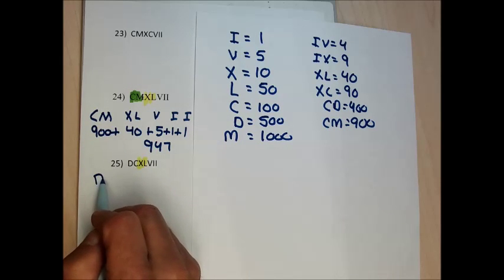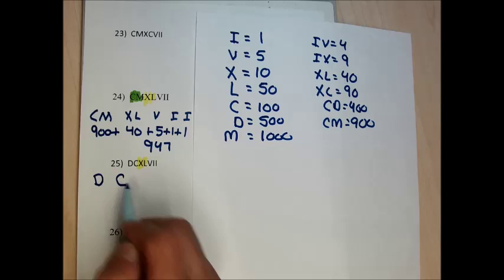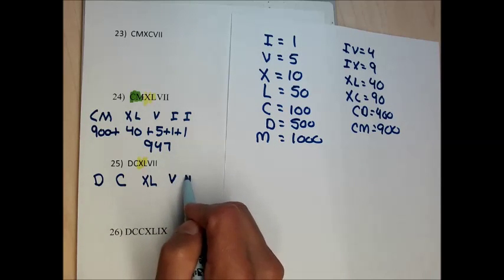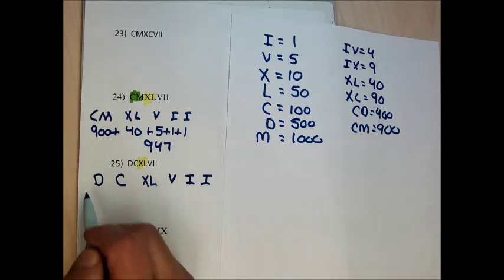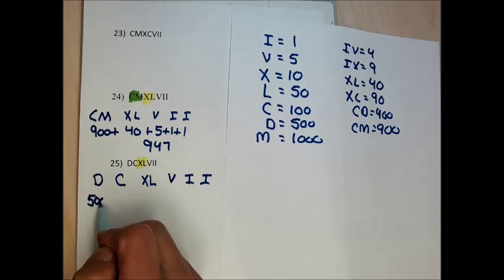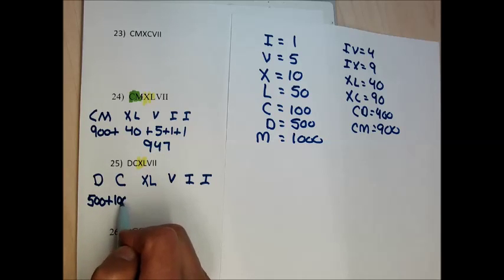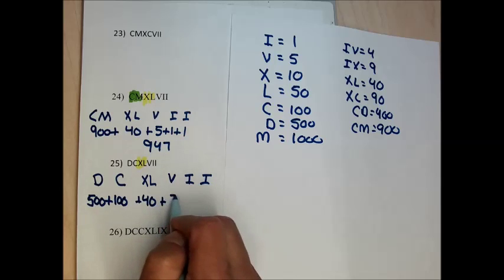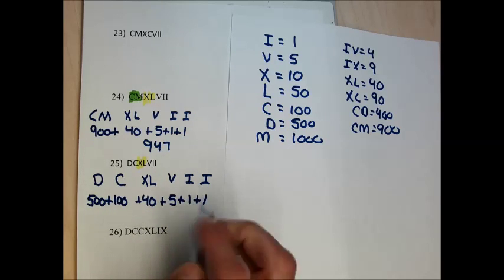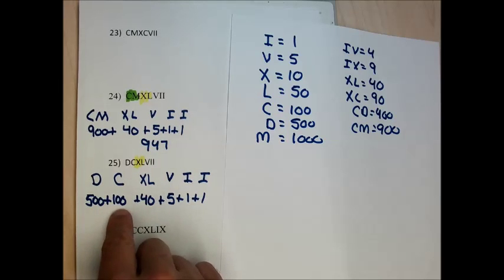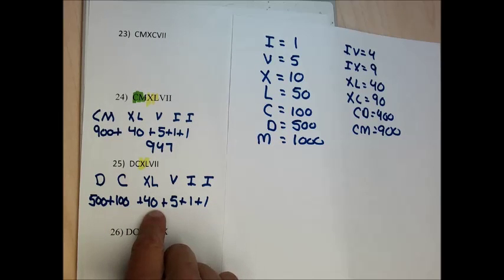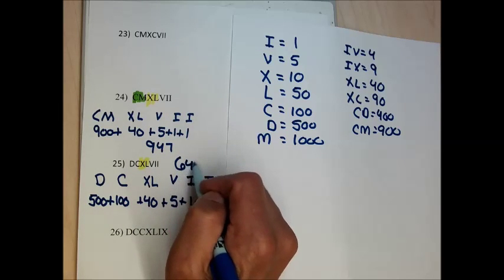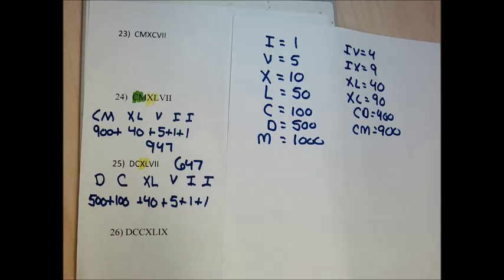So for problem 25, we're going to have a D, a C, an XL, and then a V, an I, and an I. The D is 500. The C is 100. The XL is equal to 40. The V is equal to 5, and each of the I's are equal to 1. So this is 500 plus 100 is 600, plus 40, 640, 645, 646, 647. I can add these so easily without my calculator that I generally don't use my calculator.